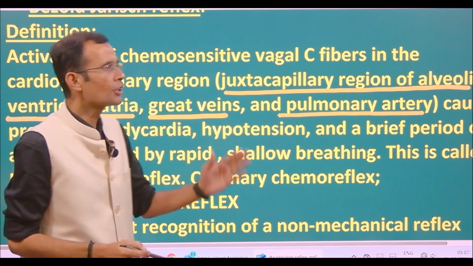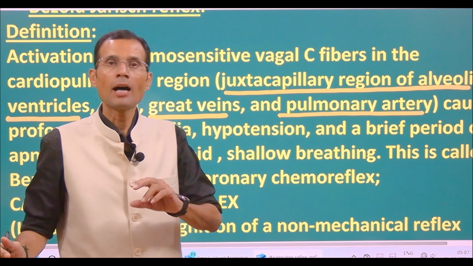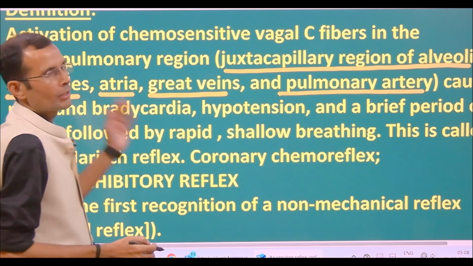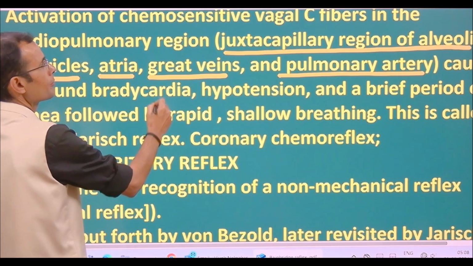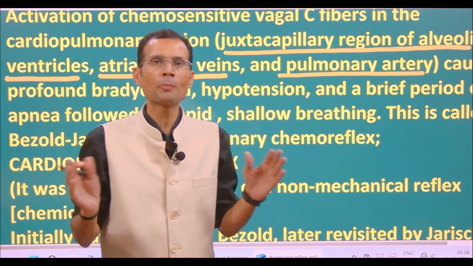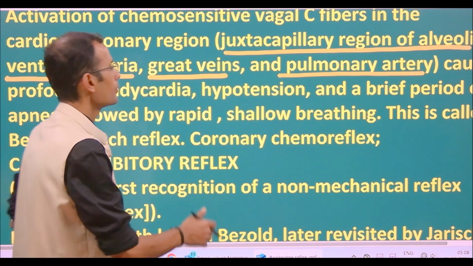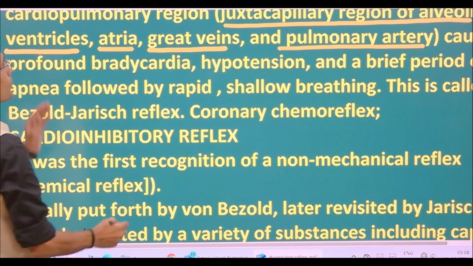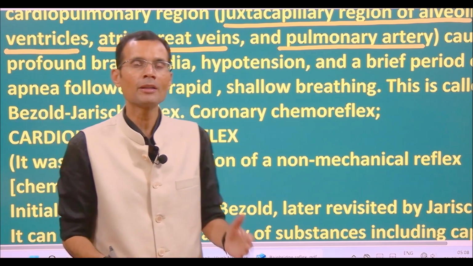It involves activation of chemosensitive vagal fibers or C type of fibers. C fibers are unmyelinated fibers. Point number one, they are stimulated, and they are located in the cardiopulmonary region. We mentioned some of the locations, such as the juxtacapillary region of the alveoli. I'm talking broadly about the cardiopulmonary reflexes, so I included the J reflex as well in this. But anyway, whenever these receptors are stimulated, it causes profound bradycardia and hypotension and a brief period of apnea followed by rapid shallow breathing.